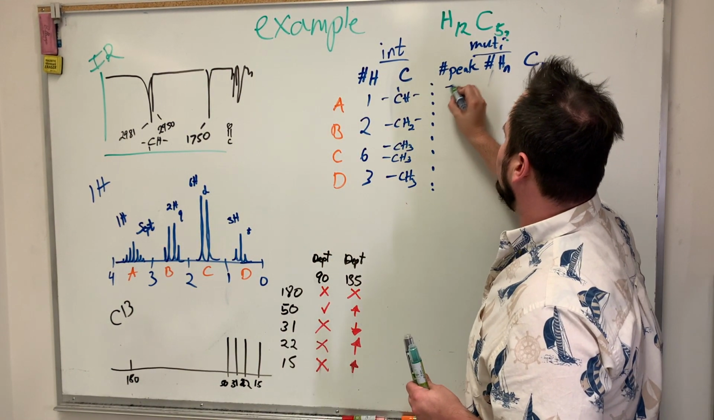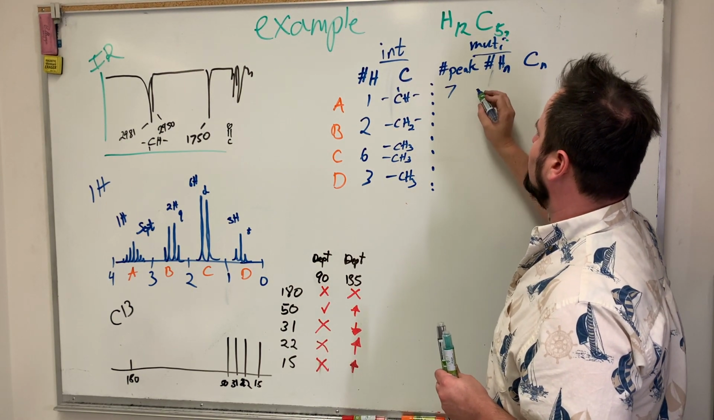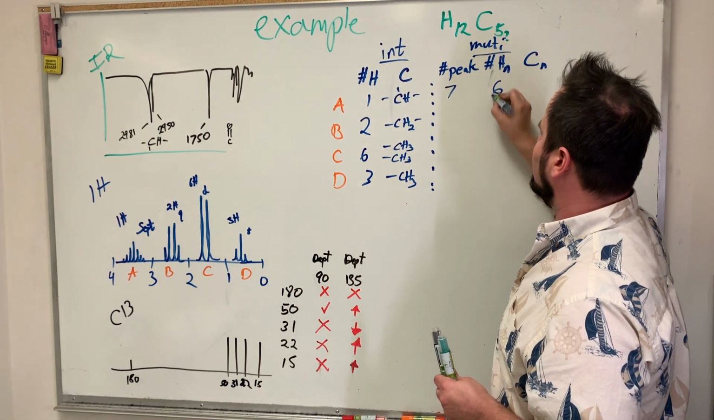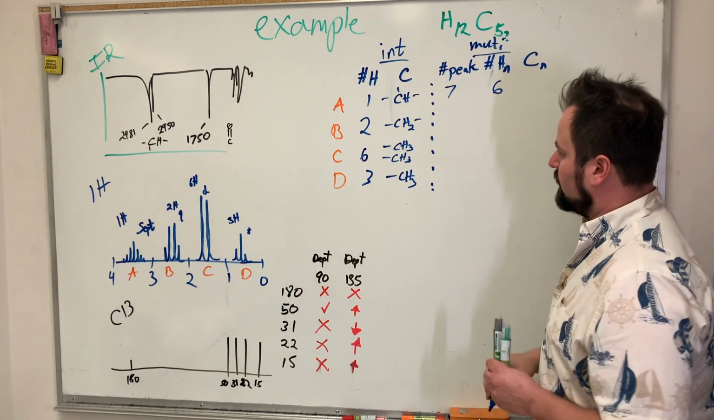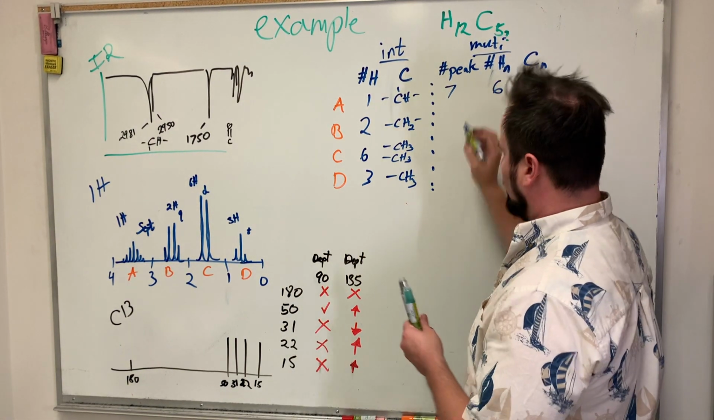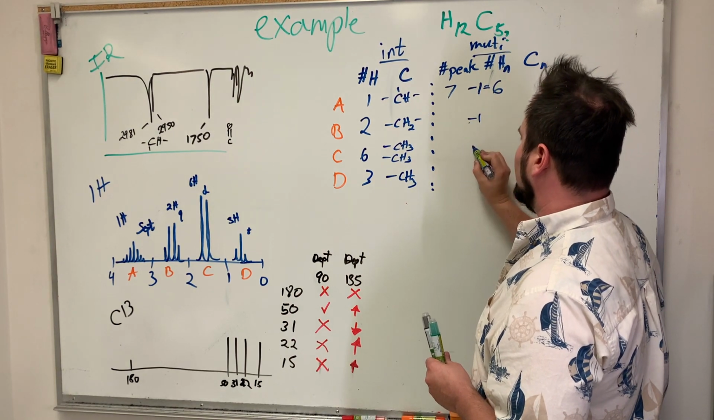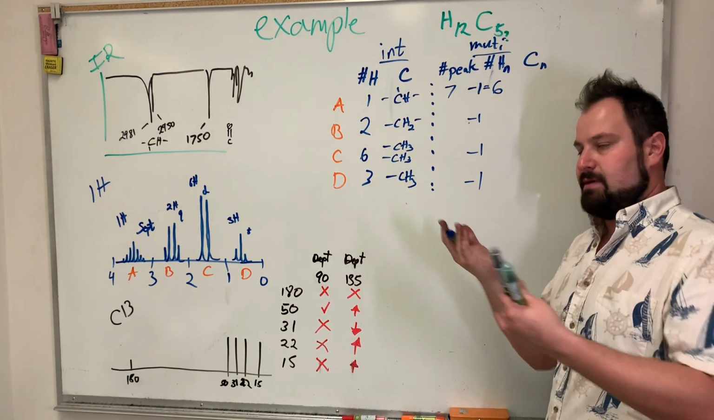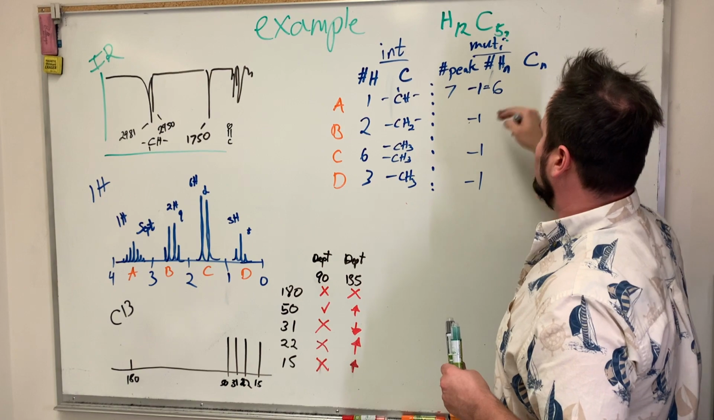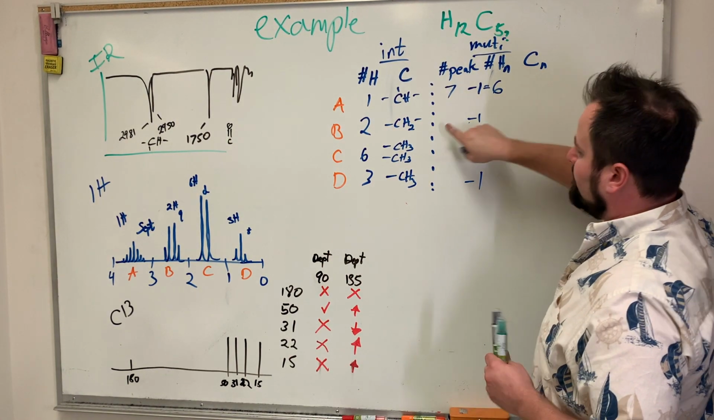So that's 7 peaks. That means that the hydrogens should be 1 less than that. That means 6 hydrogens on the neighbor here, because it's always -1, regardless of what it is. It's always -1. So that makes this a little easier to interpret.